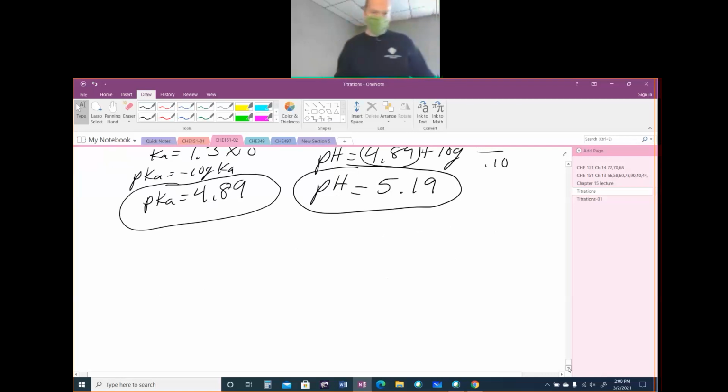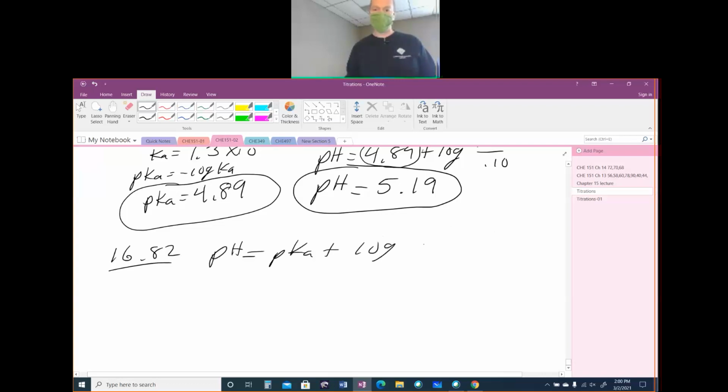All right, 1682. What is the pH of a buffer? Again, it says the word buffer, so pH is equal to pKa plus log A minus over HA. What is the pH of a buffer solution that is 0.15 molar of methylamine and 0.2 molar of methylammonium chloride?